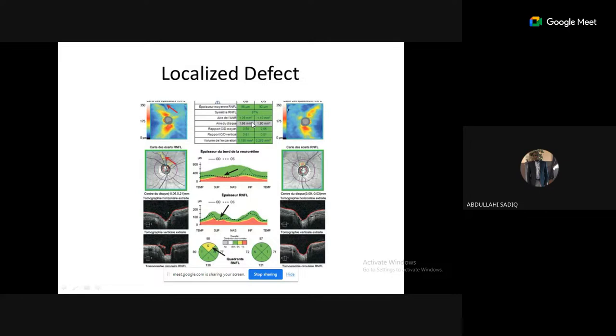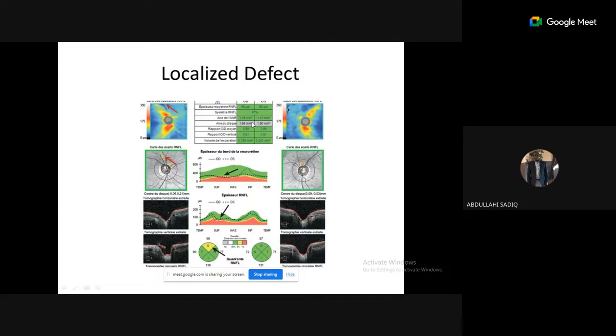And then from there, I now look at the next, which is the deviation map. You can see from the deviation map some areas of thinning. One of the advantages of the deviation map is that it gives you information beyond the 3.0 millimeter circle that the normal OCT measurements are taken. So if there is any defect here, it will show.